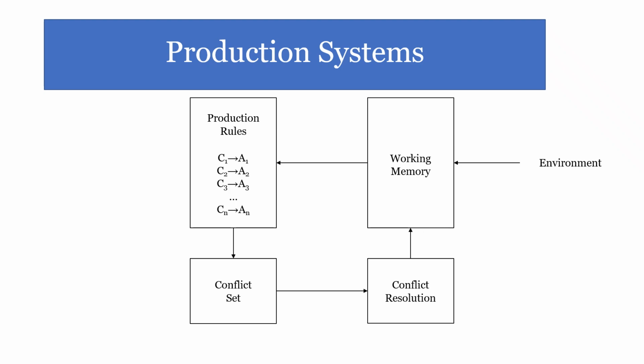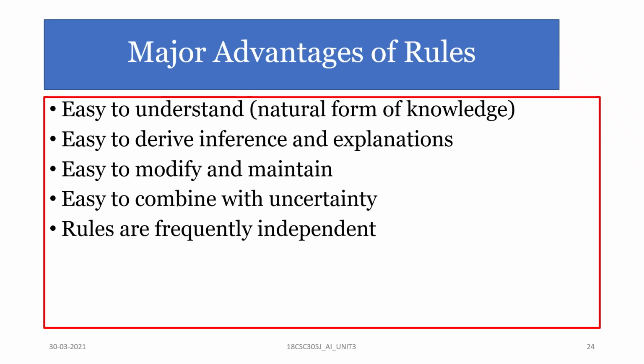So this is how it works: the environment provides the facts, working memory stores the facts, production rules are checked against the facts, matching rules form the conflict set, conflict resolution selects one rule, the selected rule updates the working memory, and finally it is processed until the solution is found. So this is about production systems. The major advantages of rules are that they are easily understood, easy to derive inference and explanations from, easy to modify and maintain, and easy to combine with uncertainty.